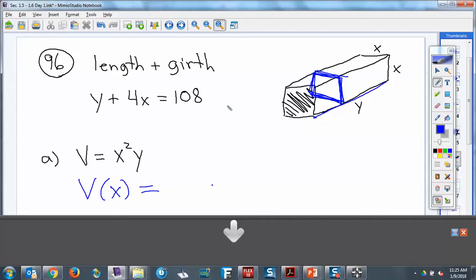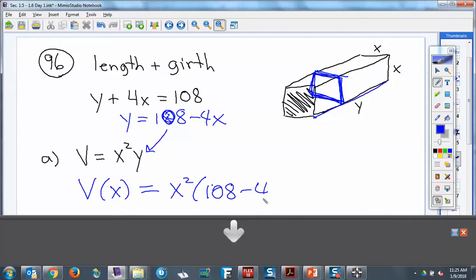So that's where I got this equation. Well, what can I do with that? What can I do with this equation? Because what we're trying to get down here is not have a y in here. So can I subtract 4x from each side? And then do what with that? Substitution, right? It's just two equations, two unknowns. So we have this and we have this. And so now we can take the y and we can plug that in. So now we have x squared times 108 minus 4x.